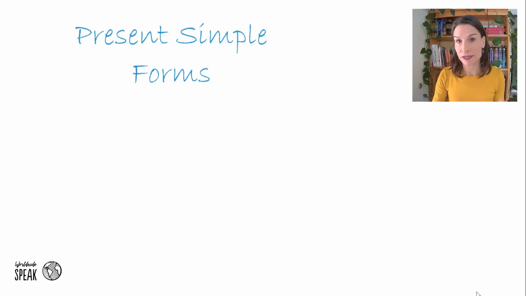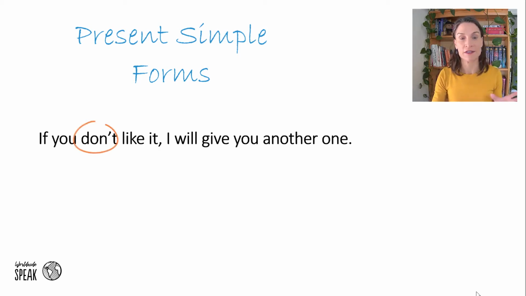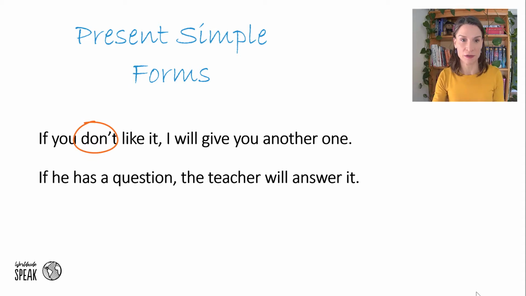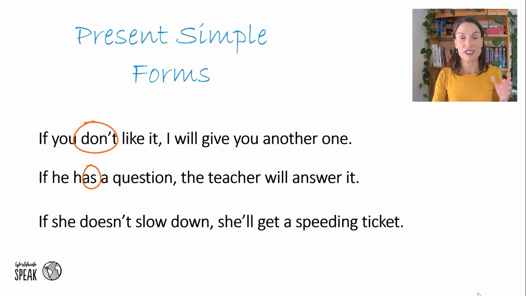So remember that present simple can also have a negative form. So it might look like this. If you don't like it, I'll give you another one. Or remember also present simple will have an S on the verb if we're talking about he, she, or it. So it would look like this. If he has a question, the teacher will answer it. If she doesn't slow down, she'll get a speeding ticket. So all of these are different forms of present simple. So remember that you must use present simple in your if clause.